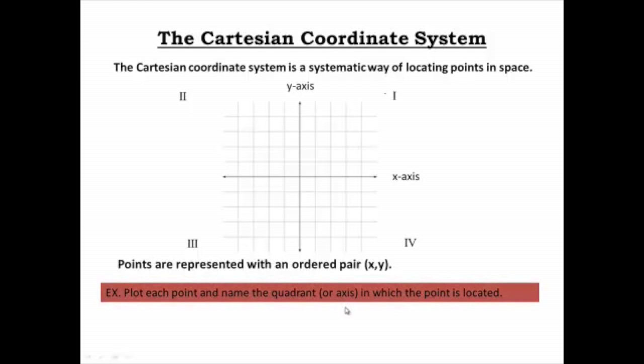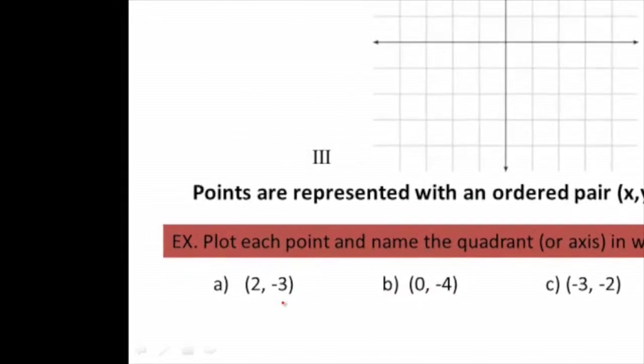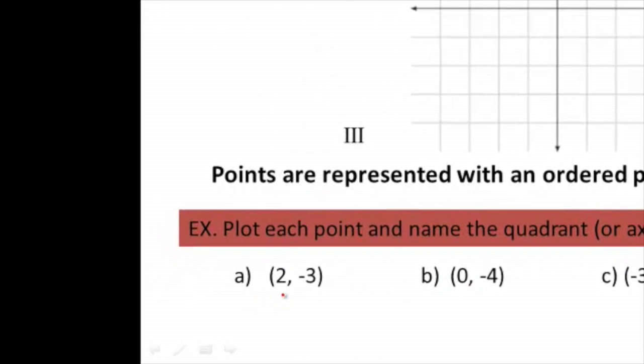So let's practice plotting some points. In this example, the instructions are to plot each point and name the quadrant or axis in which the point is located. We'll plot these points. The first point is named by the pair 2, -3. The first number is our x-coordinate, and the second number is our y-coordinate. So they're always in alphabetical order here. Make sure you're very comfortable with which is which.